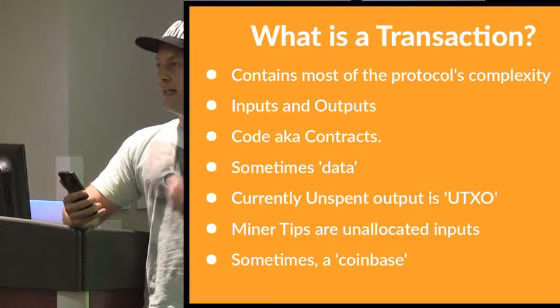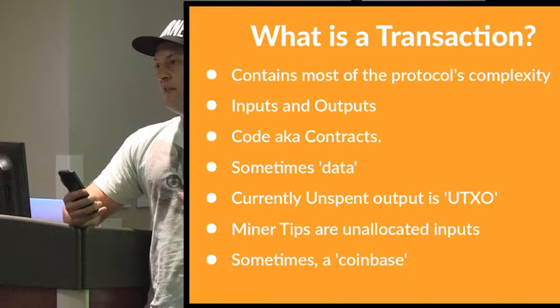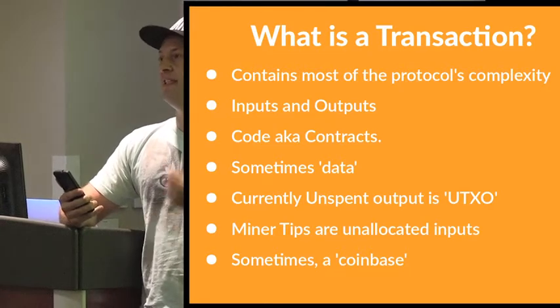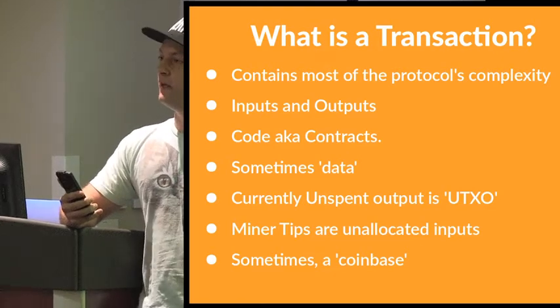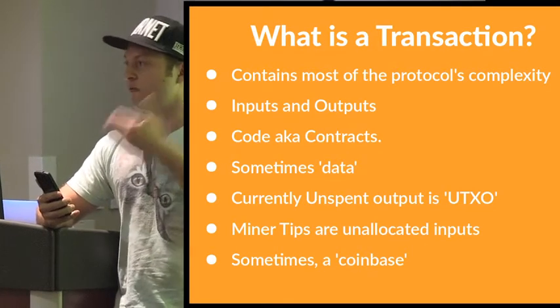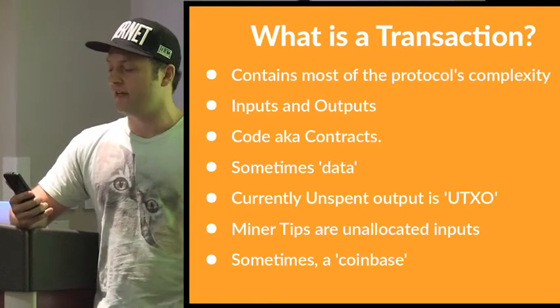When a miner processes your transaction, and this is a subtlety, but it's worth noting, what he typically receives in the form of a tip is an input that hasn't been output. So if I have 4 bitcoins allocated to a transaction and 3 bitcoins allocated out, that delta of 1 bitcoin becomes the miner tip. Just kind of a subtlety.